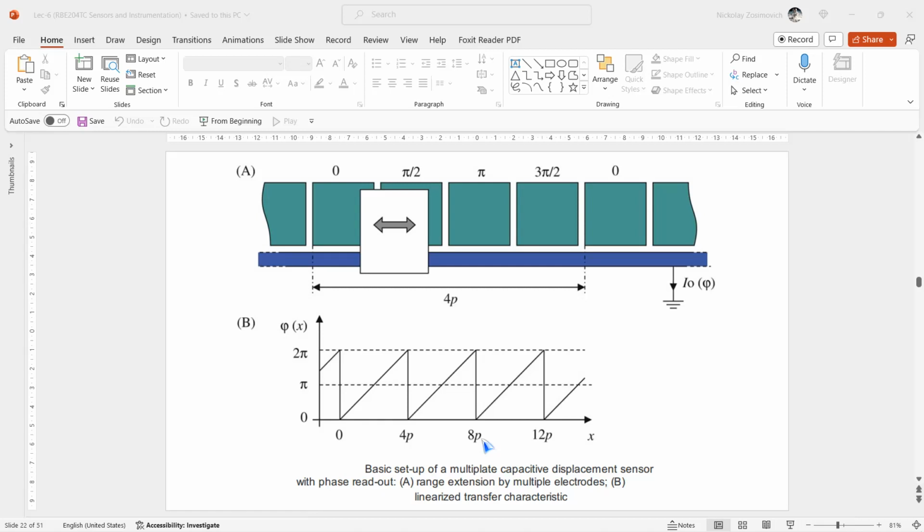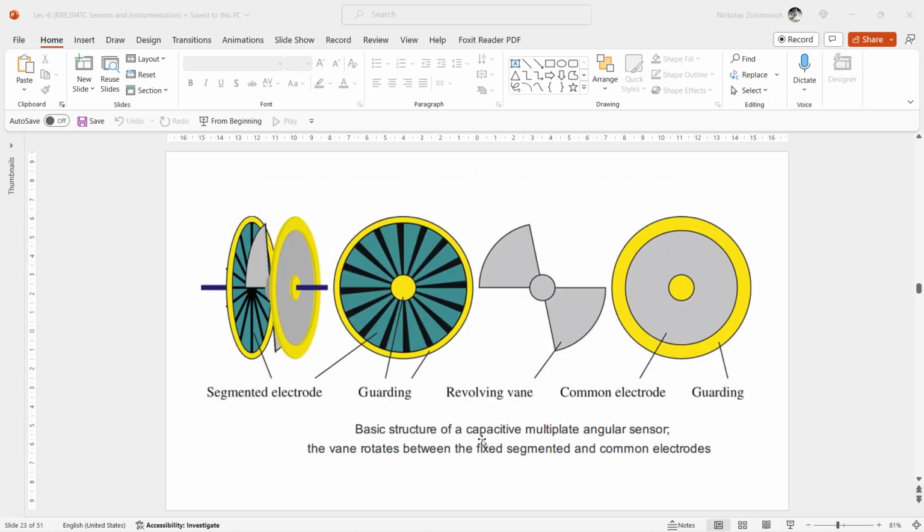A well-known application is found in some electronic caliper rules. These have a range of about 20 centimeters and a resolution of 0.01 millimeter. Capacitive angular sensors operate in a similar way. You can see these in this slide.